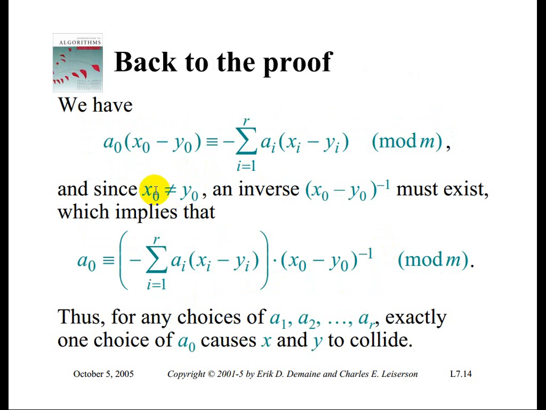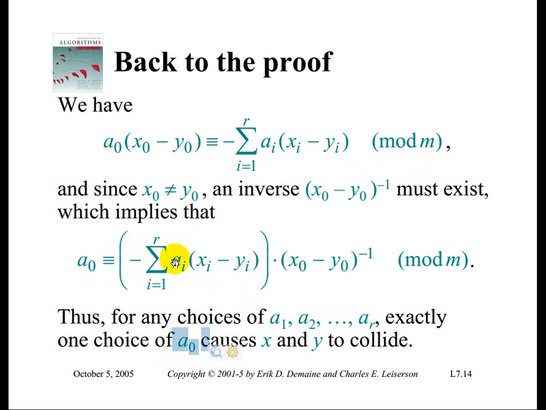And now coming back to the proof, this is where we were. Since we know that this is not equal to this, an inverse of this must exist, correct? Because we know that this number is not 0. And what you're now doing is multiplying both sides by that inverse. The moment you multiply by the inverse modulo m, this is simply a0. And thus, this is important, for any choices a1 to ar, exactly one choice of a0 causes x and y to collide, correct?